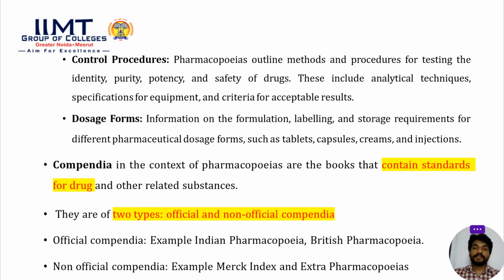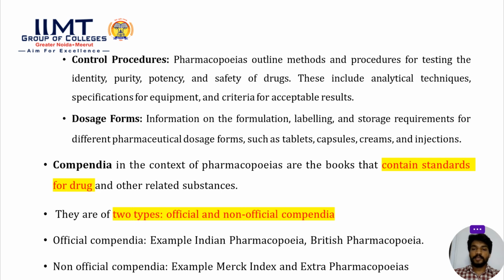Next come the control procedures. Pharmacopoeias outline methods and procedures for testing the identity, purity, potency, and safety of the drugs. These include analytical techniques, specifications for equipment, and criteria for acceptable results. Next come the dosage forms. This is the information on the formulation, labeling, and storage requirements for different pharmaceutical dosage forms, such as tablets, capsules, creams, and injections. Next is compendia.